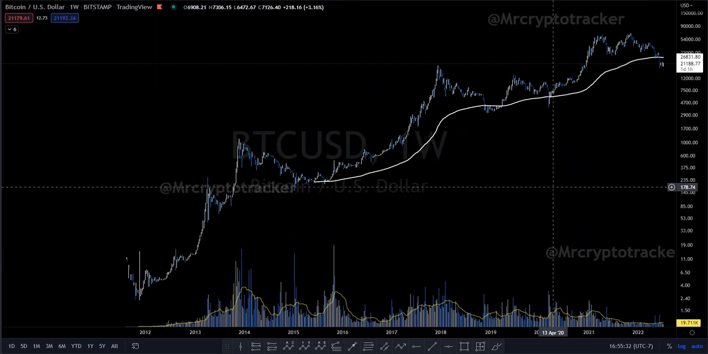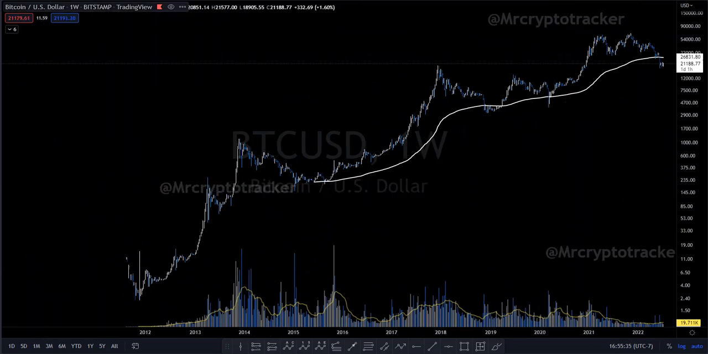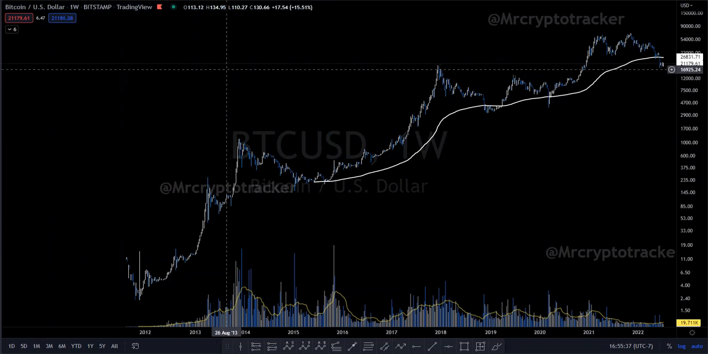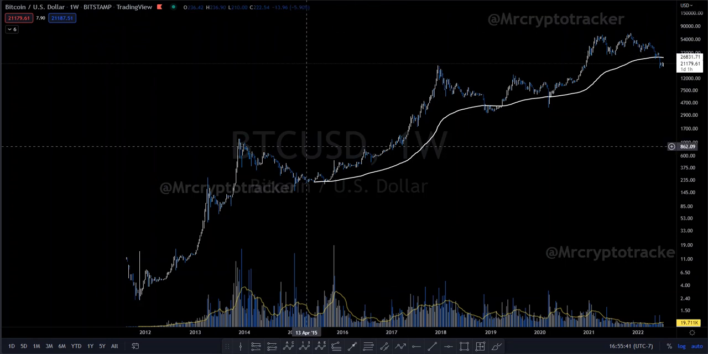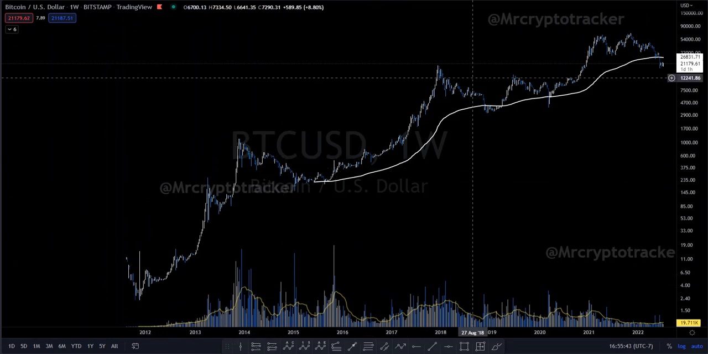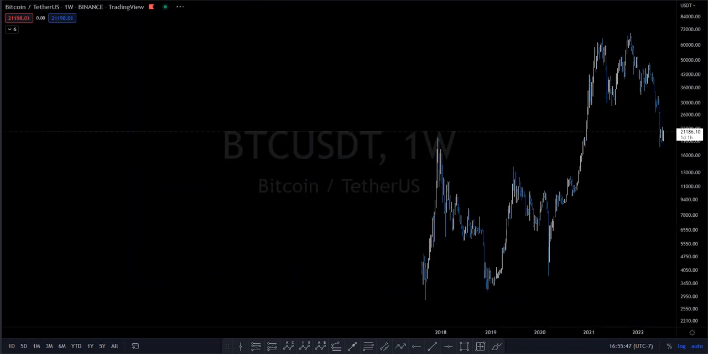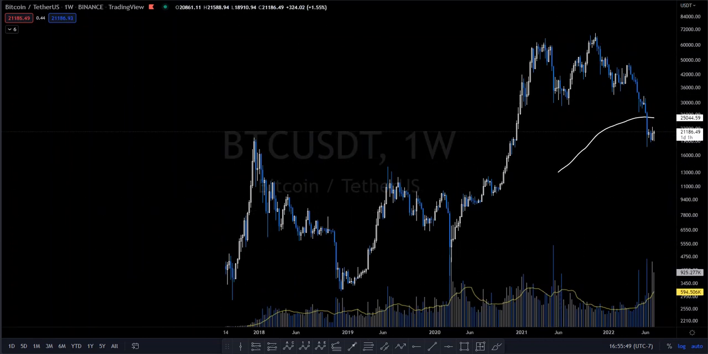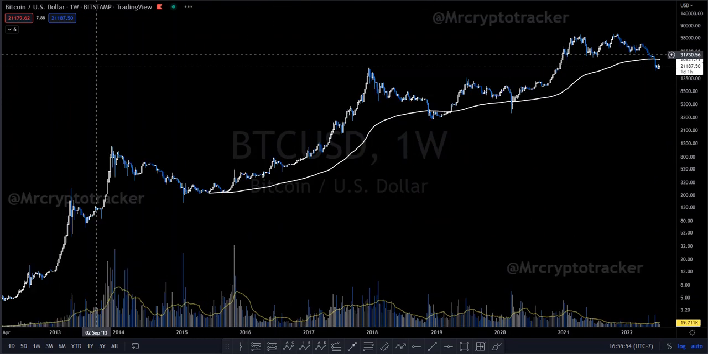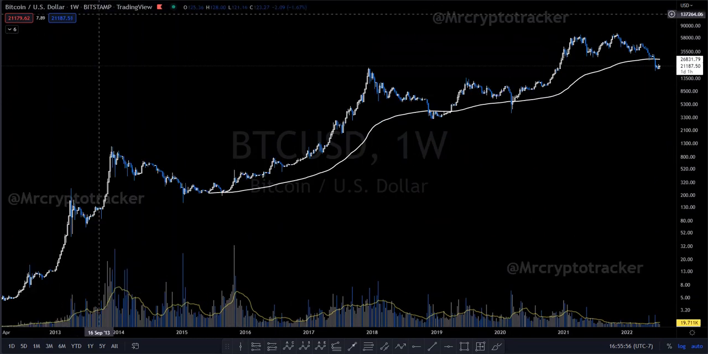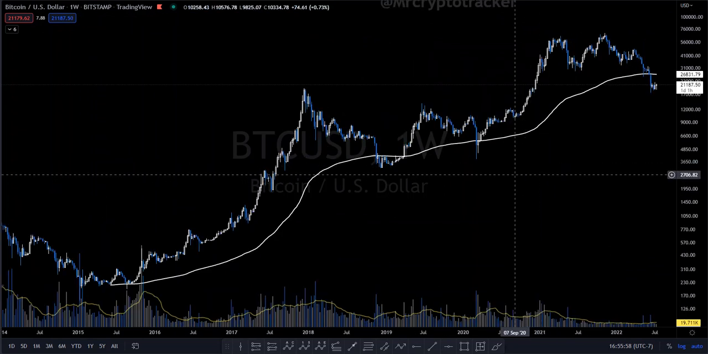By the way, I use the Bitcoin USD chart and Bitstamp exchange because on Binance we don't have much data like this chart. I will show you. This is the Binance chart, and we don't have enough information. So I will do my technical analysis based on Bitcoin USD and the Bitstamp exchange.